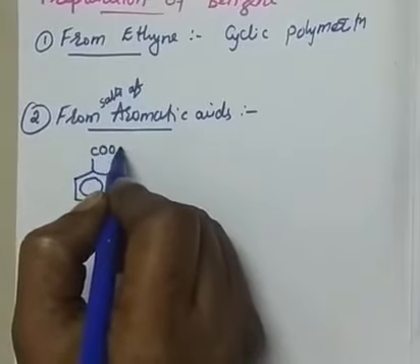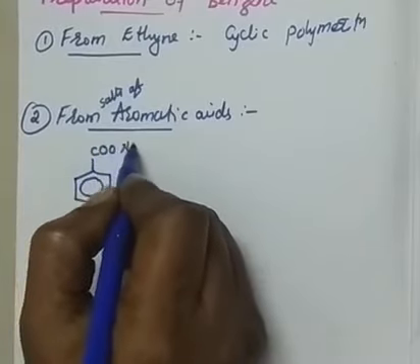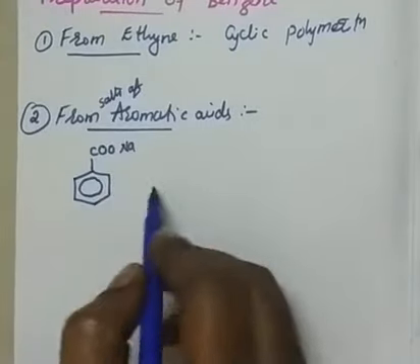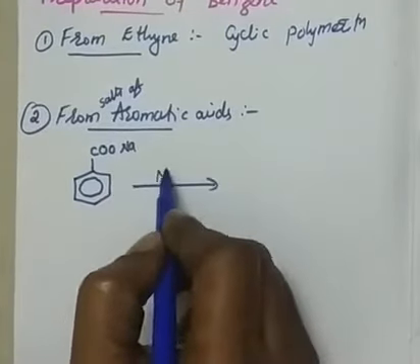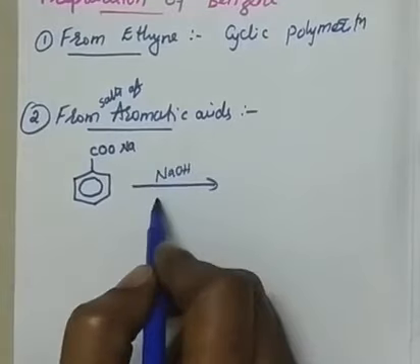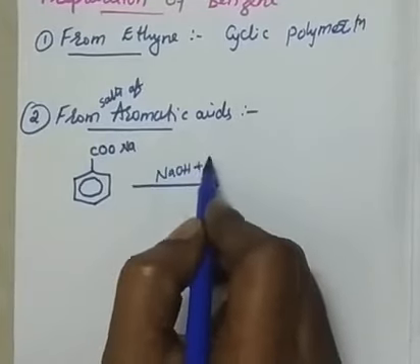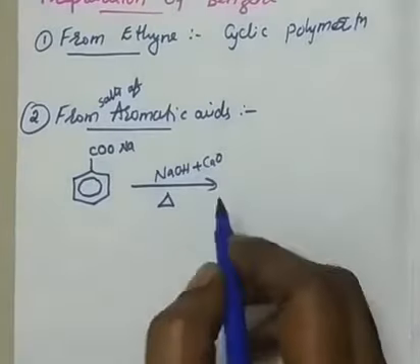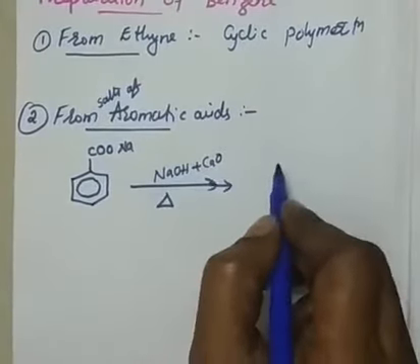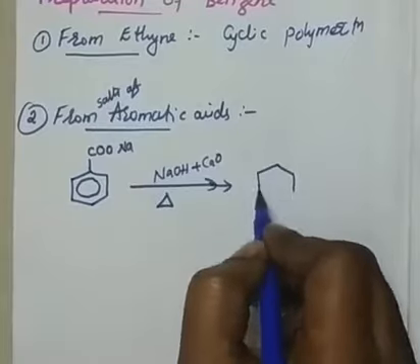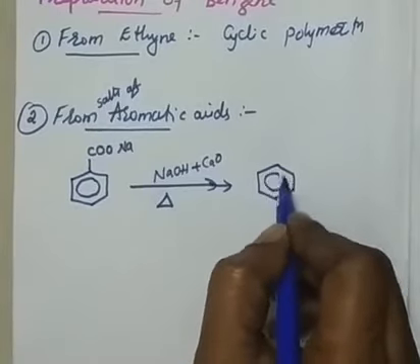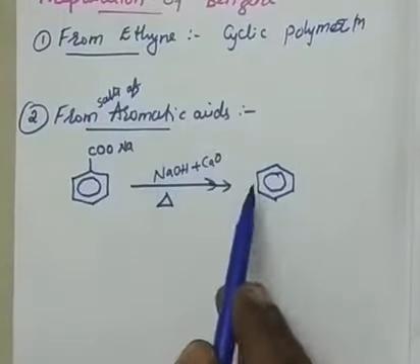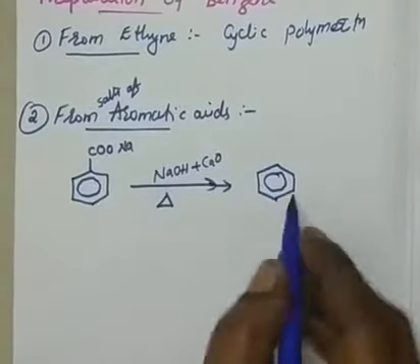COO minus Na plus, or COONa. We have taken this even in alkane preparation. So this one, on heating with a base like NaOH, heating means I can write calcium oxide and the delta symbol, and this gives you my benzene. Because I want benzene, right? So I take the substituent, I am removing it, so I am getting my benzene target molecule.